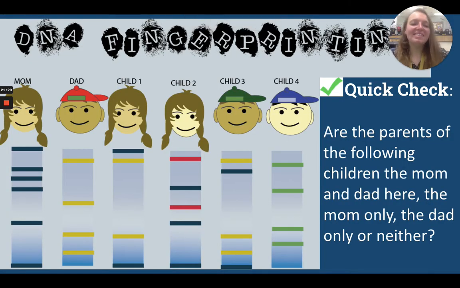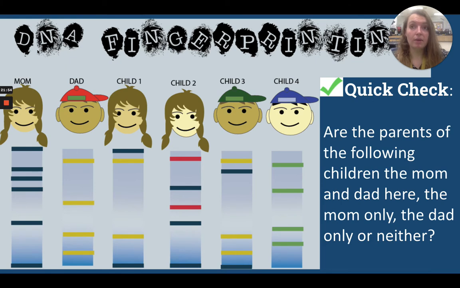Okay, so now it is time for a quick check. So in your notes, we're on page 7. This is where I am expecting you to write your answer to this quick check. So here we've got a mom and a dad, and then we've got 4 children, okay? Child 1, 2, 3, 4. And we are asking you to look at the DNA and determine for each child, is this the biological mother and father of all of these children?